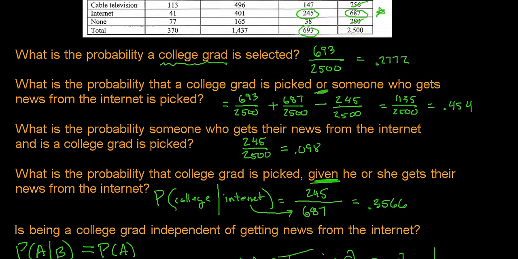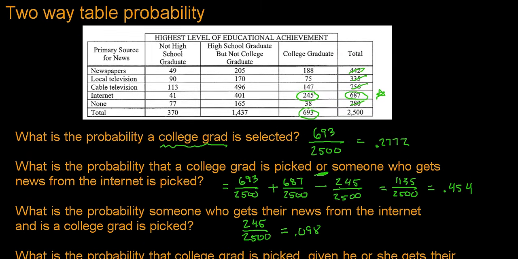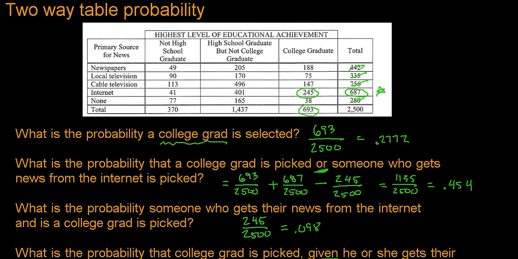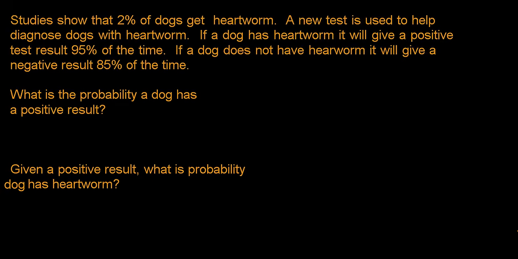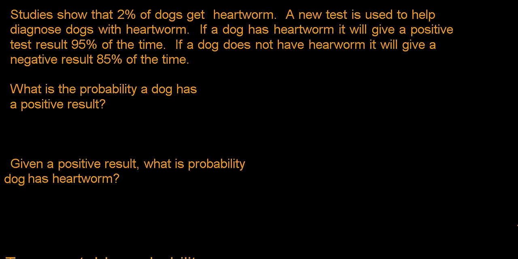I have seen questions like this based on a two-way table come up quite frequently on the AP Stats exam, so please be ready for them. All right, now let's talk about conditional probability again, but this time through a tree diagram. This is another very common AP Stats type question.